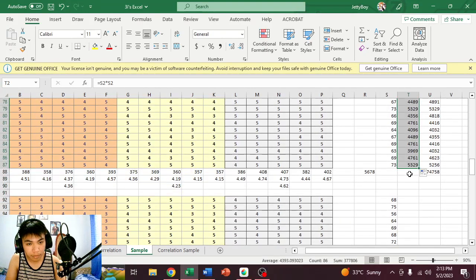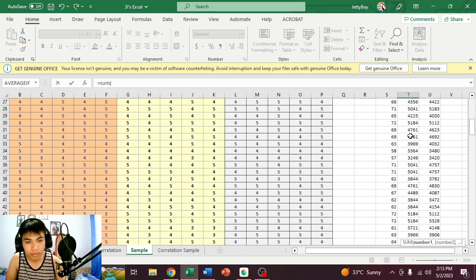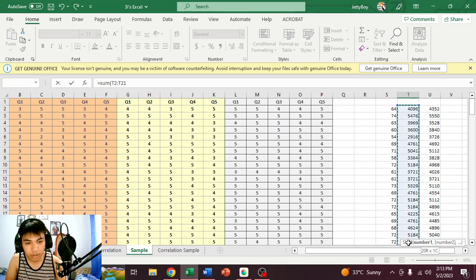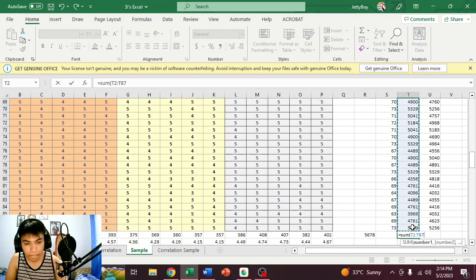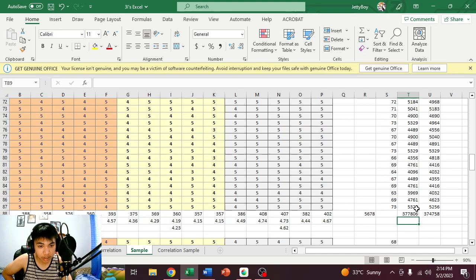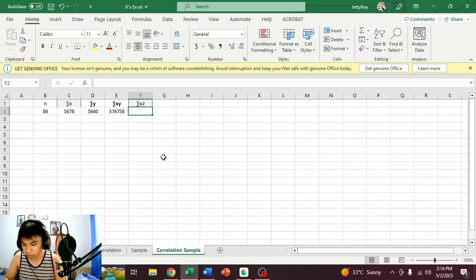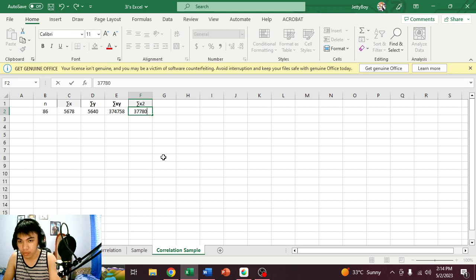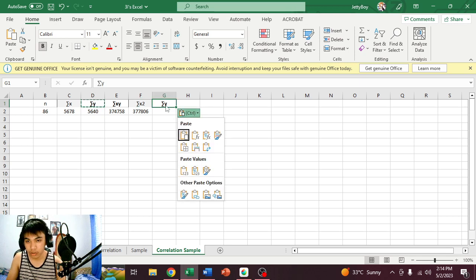Simply bring this down. And now you want to get the sum. Okay? The sum of all of this. This is the sum of x squared. 377,806. And it's the same step for summation of y squared.